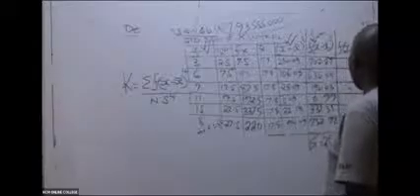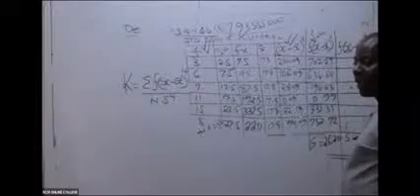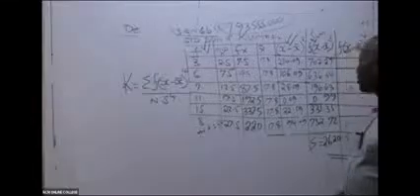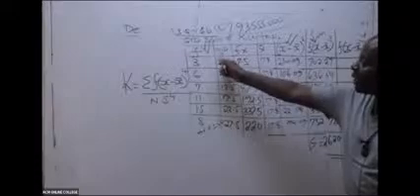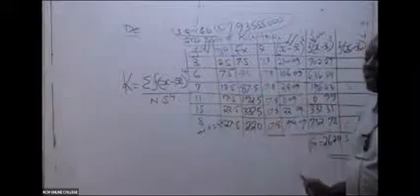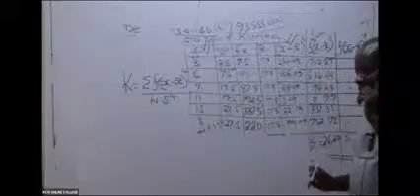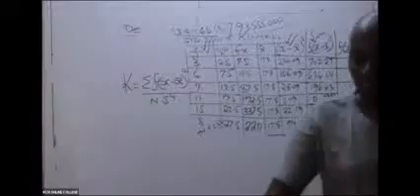Let me see whether there is anybody who will be able to get the first answer here. You take x minus x bar, and whatever value you get, you raise it to power 4. After raising, you multiply with f directly.